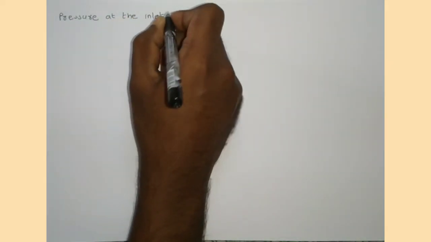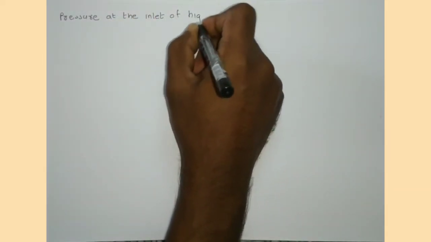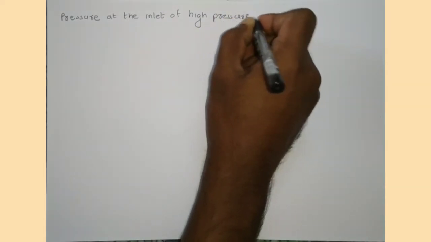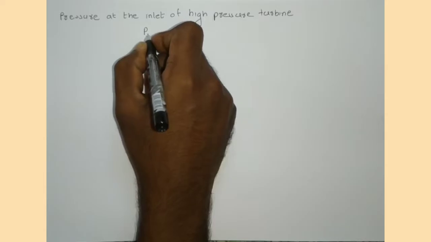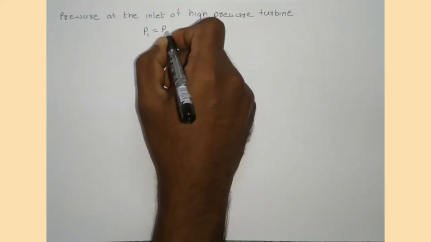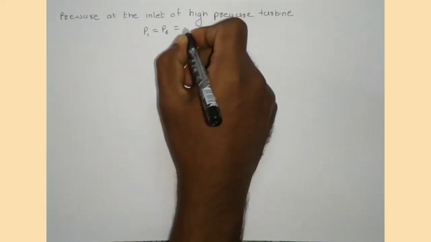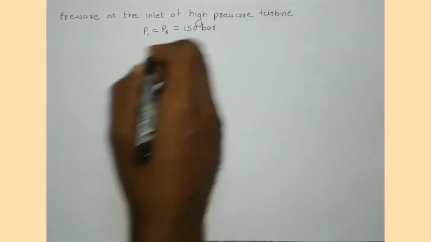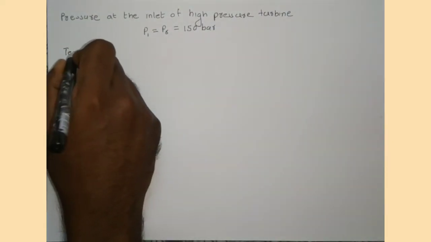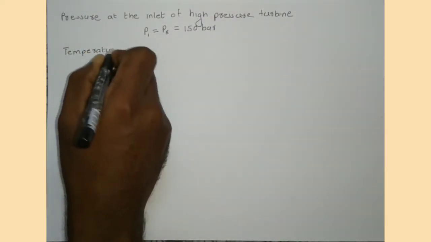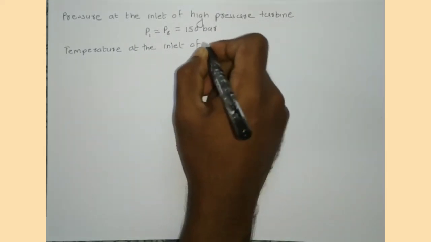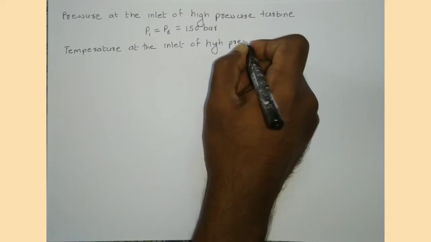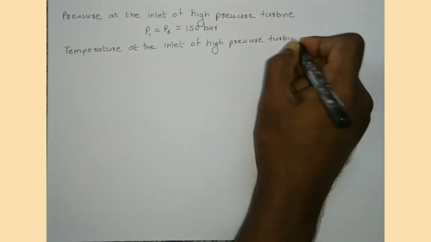We can write the given data first. Pressure at the inlet of high pressure turbine. It is same as boiler exit pressure, that is P1 equals P6 equals 150 bar. Temperature at the inlet of high pressure turbine, that is T1 equals 550 degrees Celsius.